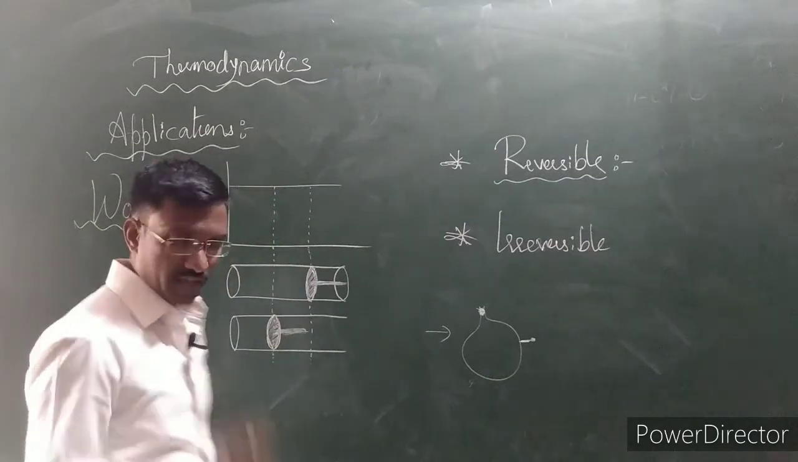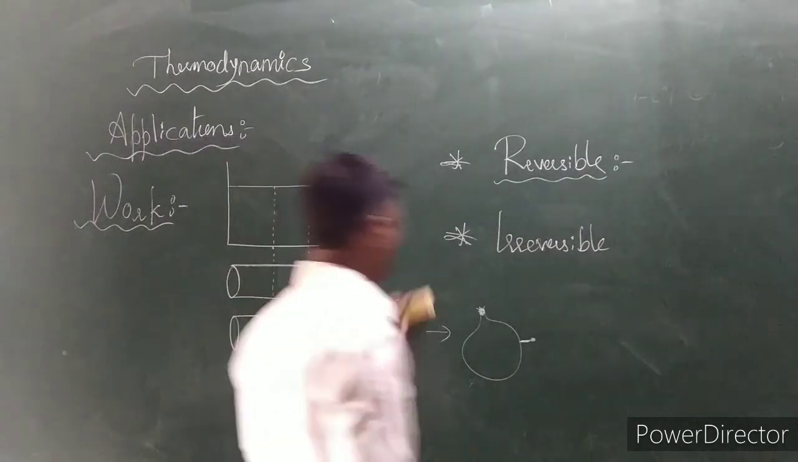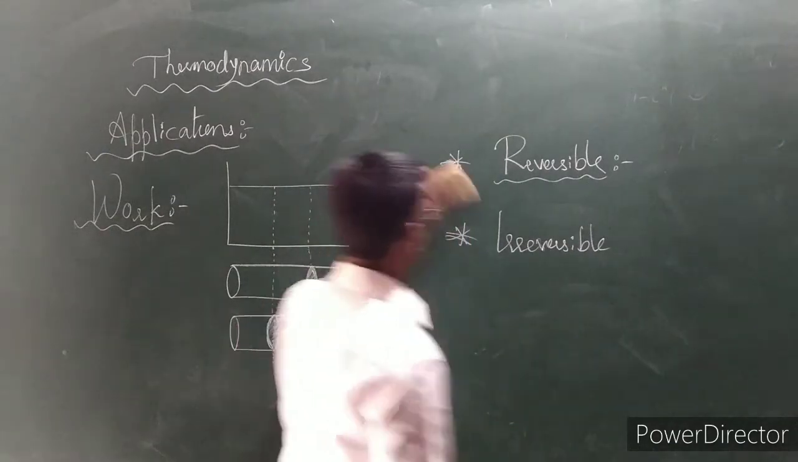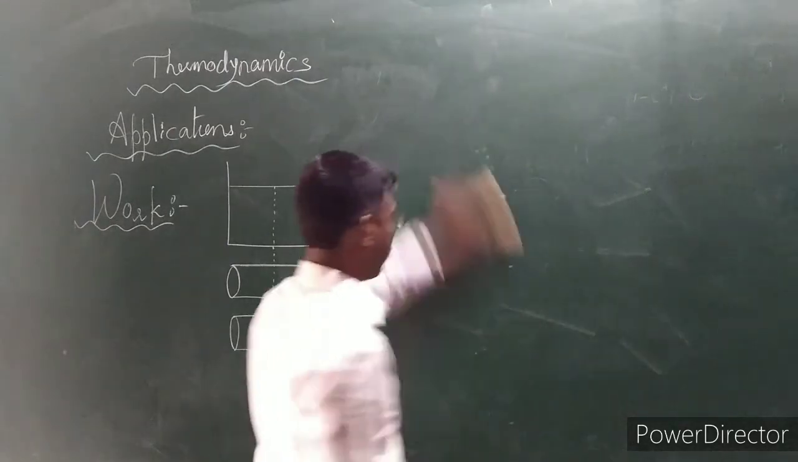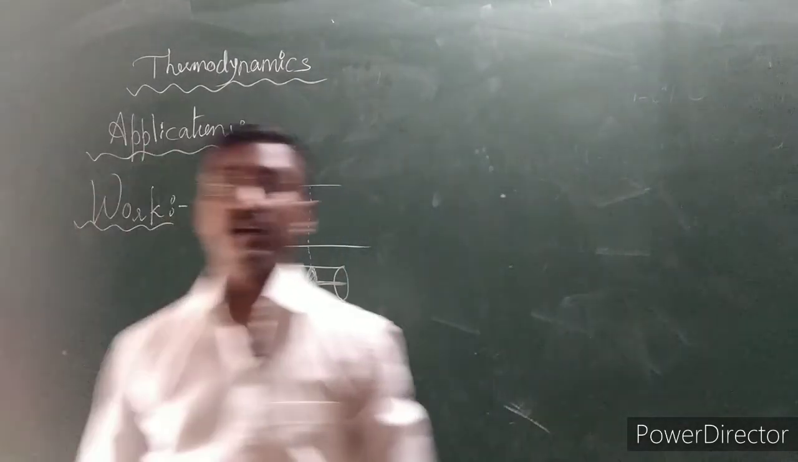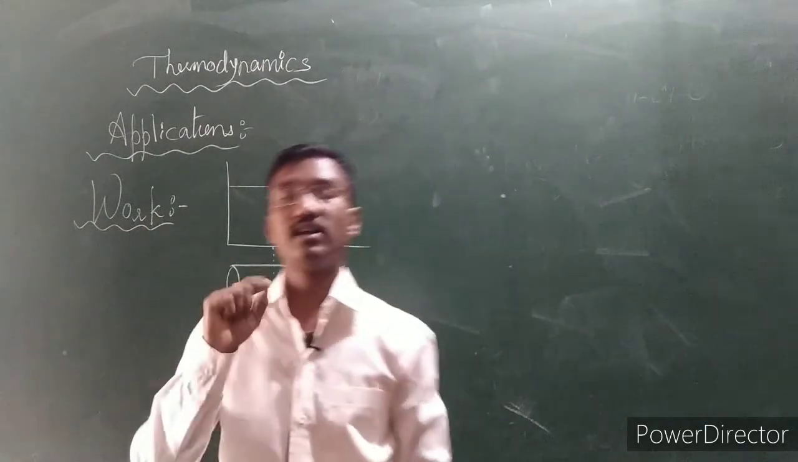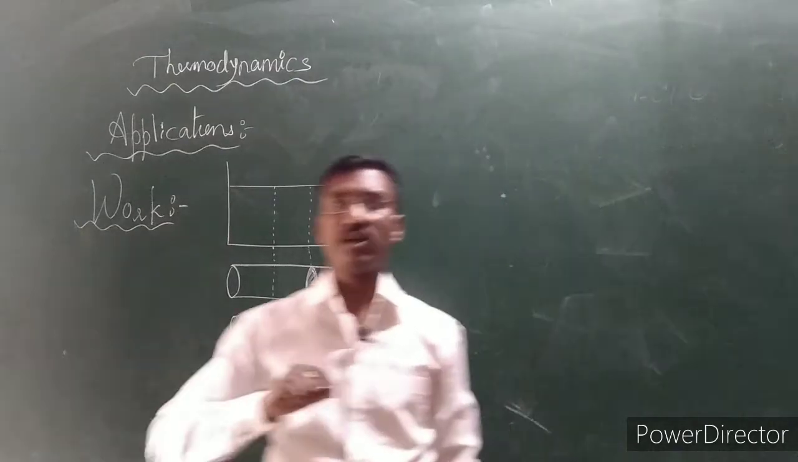So keeping these two points, reversible and irreversible, in mind, I would like to continue the main concept here, that is the application of work done. I am explaining reversible and irreversible here because we are going to calculate the work done in a reversible process and the work done in an irreversible process.